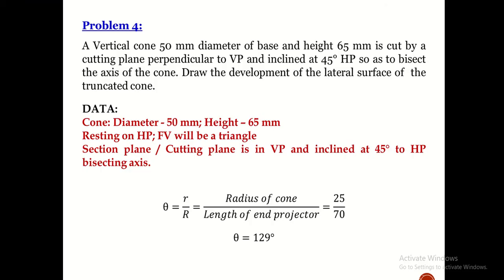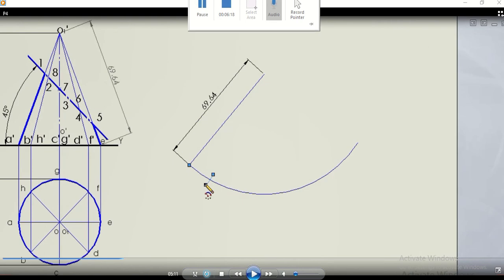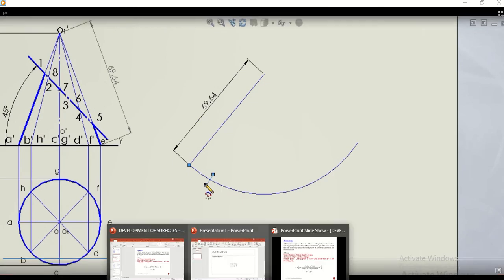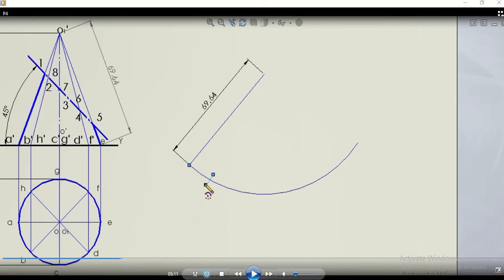You can see here. So now the radius of the cone is known, it is 25 millimeter, and the length of the end generator is 69.64, or you can round it off to 70 millimeter. If you measure it, you are going to get 129 degree. Here the obtained angle is 129 degree. The theta, with the help of this formula, we obtained as 129 degree.